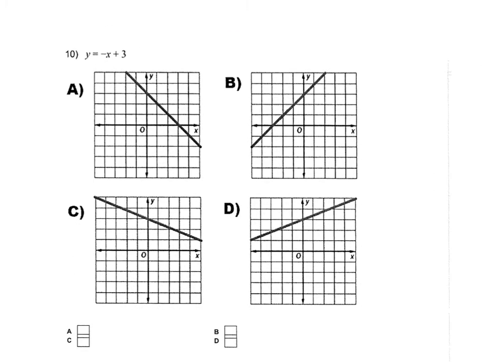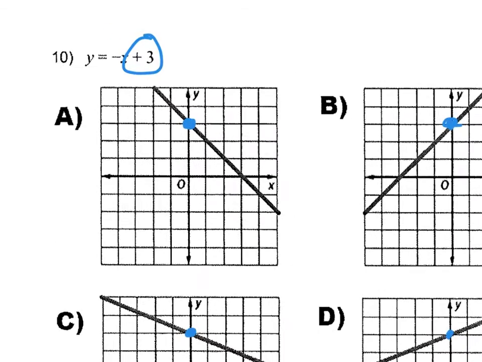Okay, number 10, same thing. The y-intercept is +3. So I'm going to go up 3. That one works. That one works. Uh-oh, they all work, don't they? Alright, so now we're going to have to use the slope. Okay, so let's check on A.